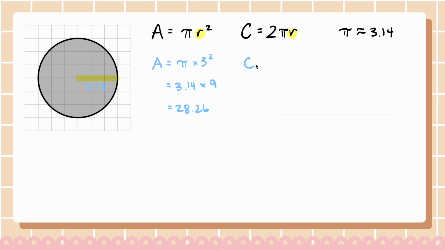For the circumference of the circle, we're going to start with 2 times pi times the radius 3. To simplify this, remember pi we're going to be using 3.14, and we're going to be multiplying that by 2 times 3, which gets us 6. 3.14 times 6 is a total of 18.84, and that's how you find the circumference of the circle.